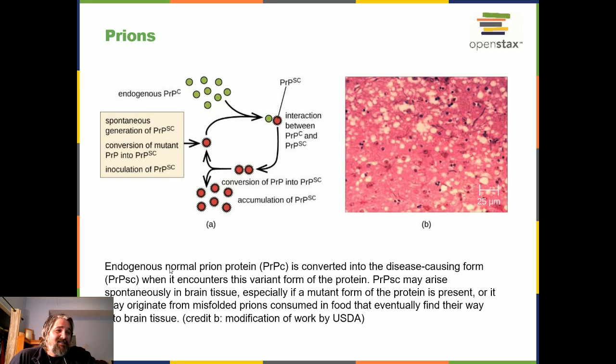Prions are basically chaperone proteins, like heat shock proteins, that instead of repairing proteins to their original conformation, turn them into other prions. So they can be spontaneously generated. And so endogenous PrPC interacts with a prion, and the prion converts it into another prion. So the normal prion protein is converted into the disease-causing form when it encounters this variant form of the protein. It can arise spontaneously, especially if a mutant form of the protein is present, or it may originate from misfolded prions consumed in food, like brain tissue.